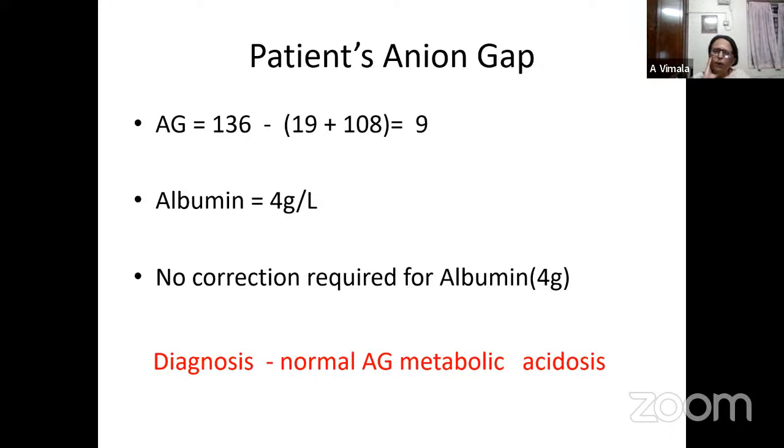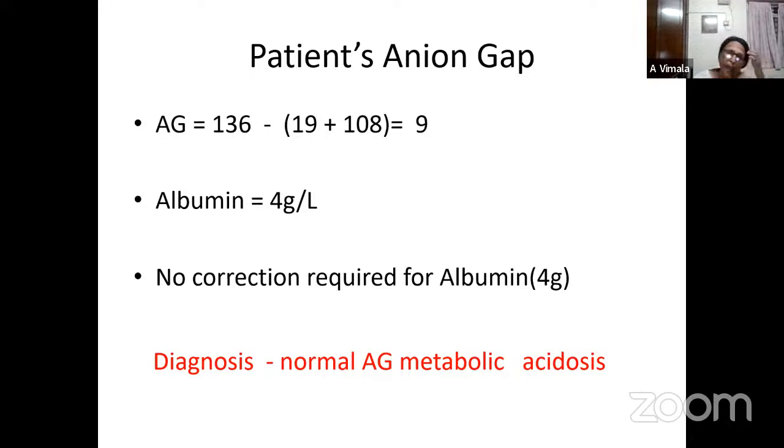If the potassium is not very high, you only take sodium. Sodium minus bicarbonate of 19 plus chloride of 108 gives you a value of 9. We said whenever you interpret anion gap, you have to correct it for the albumin value. Here the albumin is reasonably normal, so no correction should be applied. So this patient has a normal anion gap metabolic acidosis.